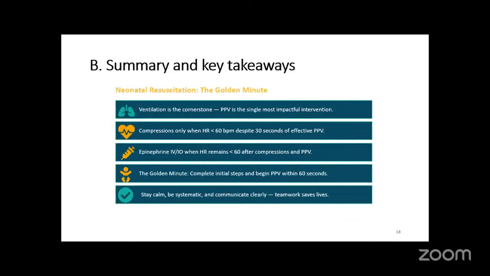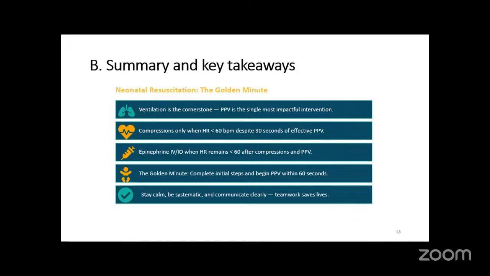Summary, these are the key takeaways from this presentation. Firstly, ventilation is the cornerstone, and positive pressure ventilation alone is enough to resuscitate the baby. It's a powerful, impactful intervention. Secondly, we do compression only when the heart rate is less than 60 beats per minute after 10 seconds of effective positive pressure ventilation. Thirdly, ephedrine is administered only when the heart rate is less than 60 beats per minute after effective compression and effective positive pressure ventilation.